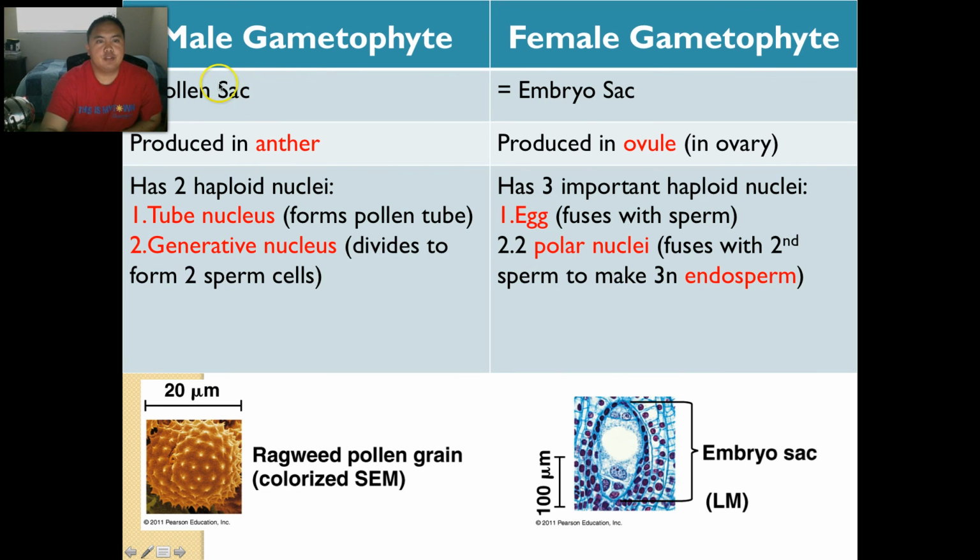The male gametophyte, we said, is the pollen grain. It's produced in the anther and has 2 haploid nuclei: a tube nucleus, which makes the pollen tube, and a generative nucleus, which divides to make 2 sperm cells. That's different than the embryo sac. It's produced in the ovule, which is in the ovary, and it has 3 nuclei. So 2 nuclei for males, 3 nuclei for females. It has the egg and 2 polar nuclei. The egg is the part that fuses with the sperm, and the 2 polar nuclei fuse with the second sperm to make a 3N or triploid endosperm.